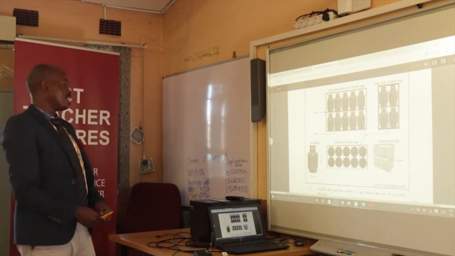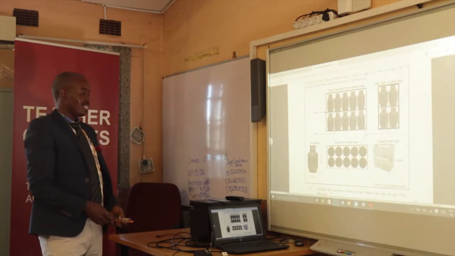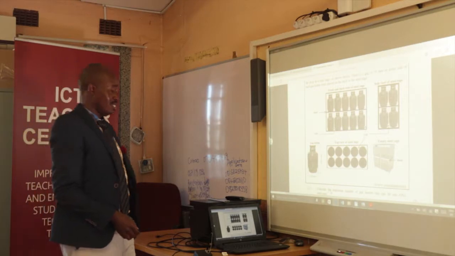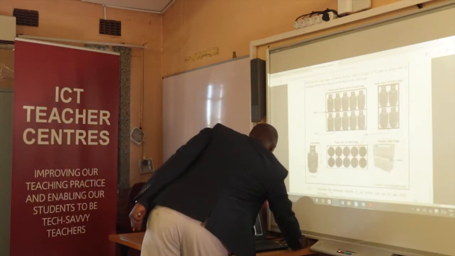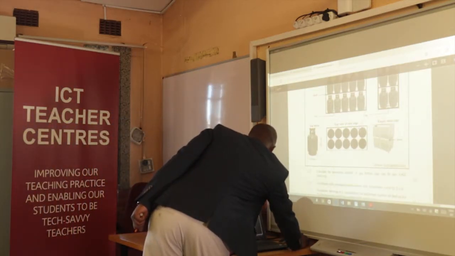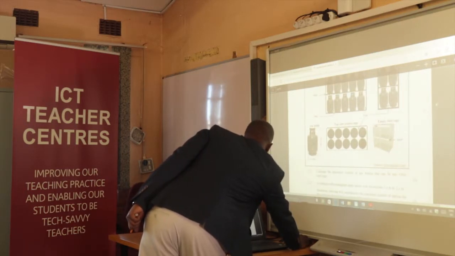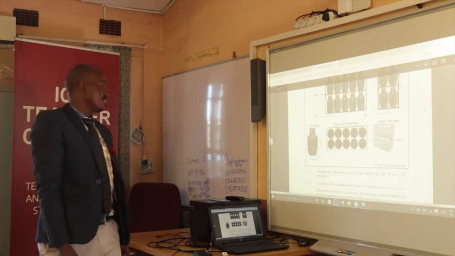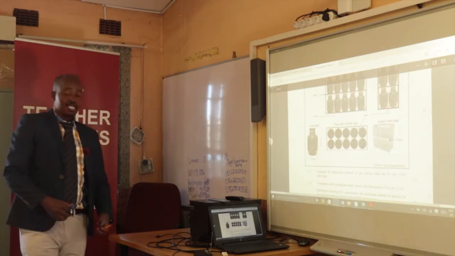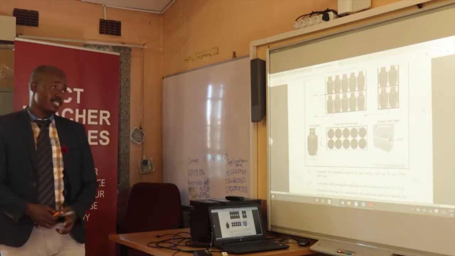1.2.1: Calculate the maximum number of gas bottles that can fit into one steel cage. This is paper 2, but you see the question, how easy the question is. How many gas bottles can fit into one steel cage? The reason is that it is very easy.